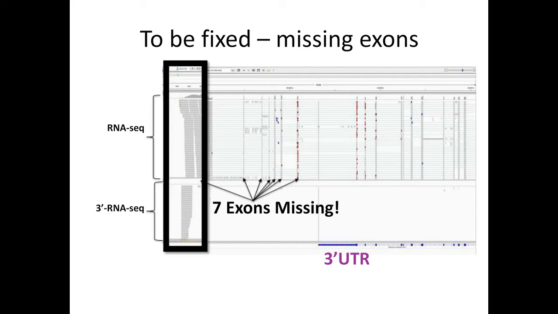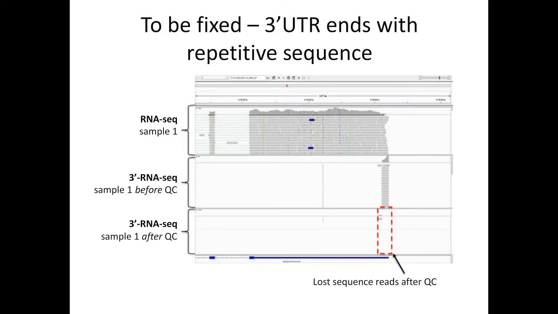If we fix this type of problem, we may still improve our correlation. Another problem was, as you remember, we also used the criteria to remove repetitive sequence, and that sometimes, because at the end of the transcript, there are repetitive sequences. This is before QC and this is after QC. Before QC means we didn't remove repetitive sequence. After QC, we removed the repetitive sequence.